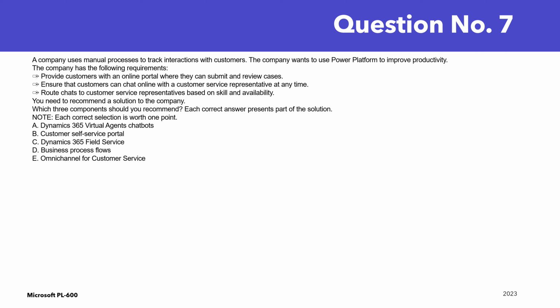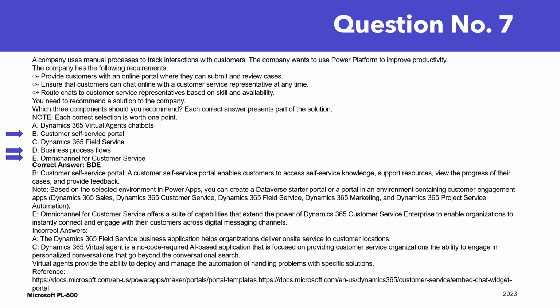You need to recommend a solution to the company. Which 3 components should you recommend? Each correct answer presents part of the solution. Note: each correct selection is worth 1 point. A. Dynamics 365 Virtual Agents Chatbots. B. Customer Self-Service Portal. C. Dynamics 365 Field Service. D. Business Process Flows. E. Omni-channel for customer service. Correct answer: B, D, E.